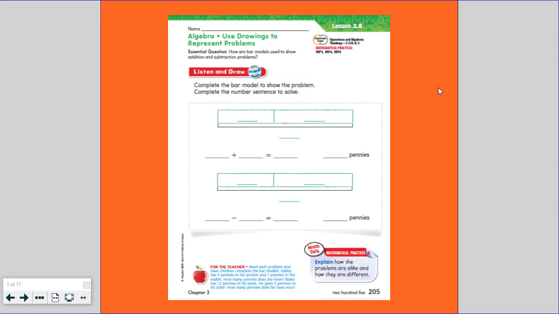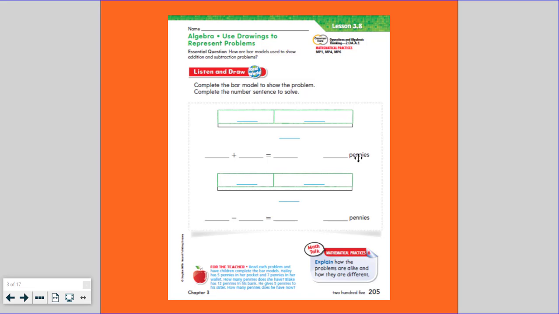Okay, and bar models can be very helpful when you're solving a problem. So our listen and draw says, complete the bar model to show the problem. Complete the number sentence to solve. So here's your first problem I want you to use. You're going to use this bar model here to solve the problem here, and then your answer, blank pennies, goes here. So here we go.